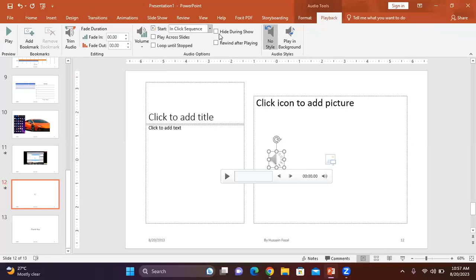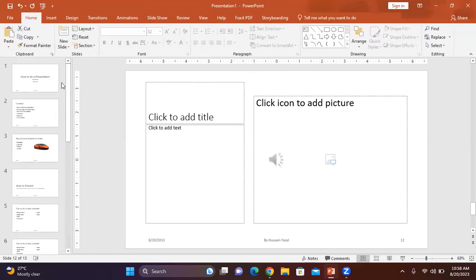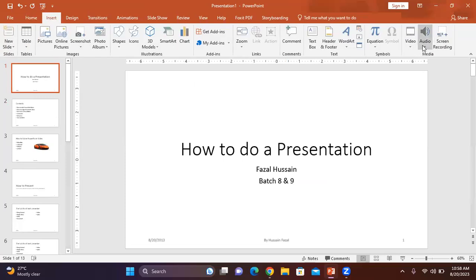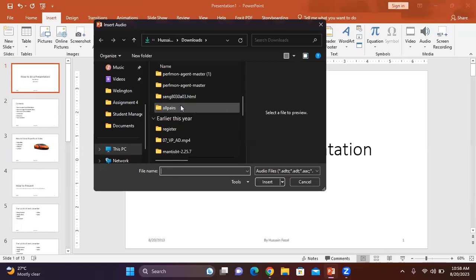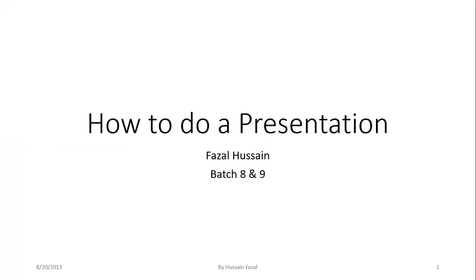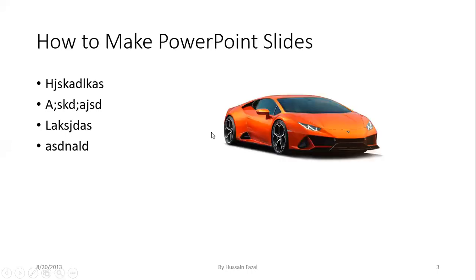Then loop until stop, the same option. Hide during show, rewind after playing. Play in background. That means if you put something in the first slide, say audio on my PC, I might have a ringtone. Say I put this, play in background. I start the slide. The audio is not showing, but the audio is playing.